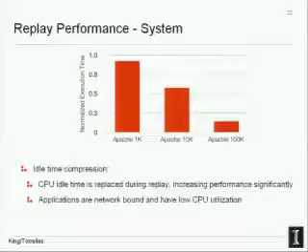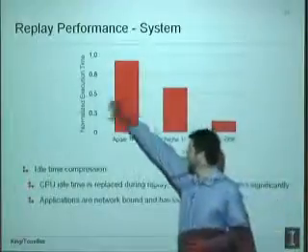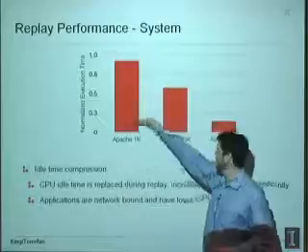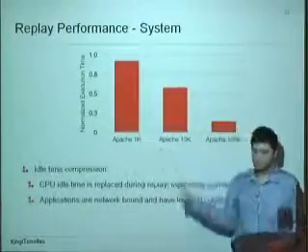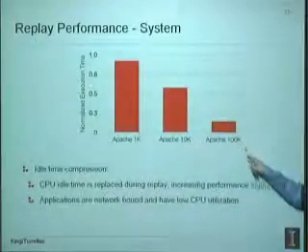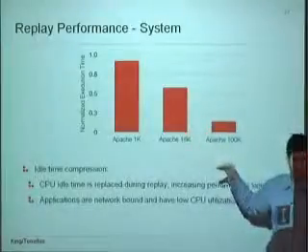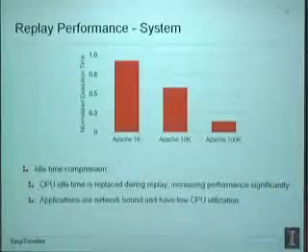Now, finally, the last result I want to show is replay performance. On the y-axis here, we have normalized runtime. And shown here, we have the replay performance of three different benchmarks: Apache serving 1K pages, Apache serving 10K pages, and Apache serving 100K pages. In this particular case, lower is better. That means that if you're lower than one, we're able to replay faster than when we logged.